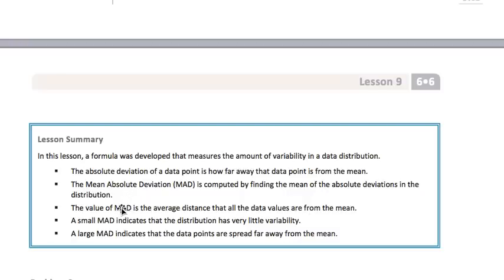The value of the mean absolute deviation is the average distance that all the data values are from the mean. A small mean absolute deviation indicates the distribution has very little variability. A large mean absolute deviation indicates that the data points are spread far away from the mean.